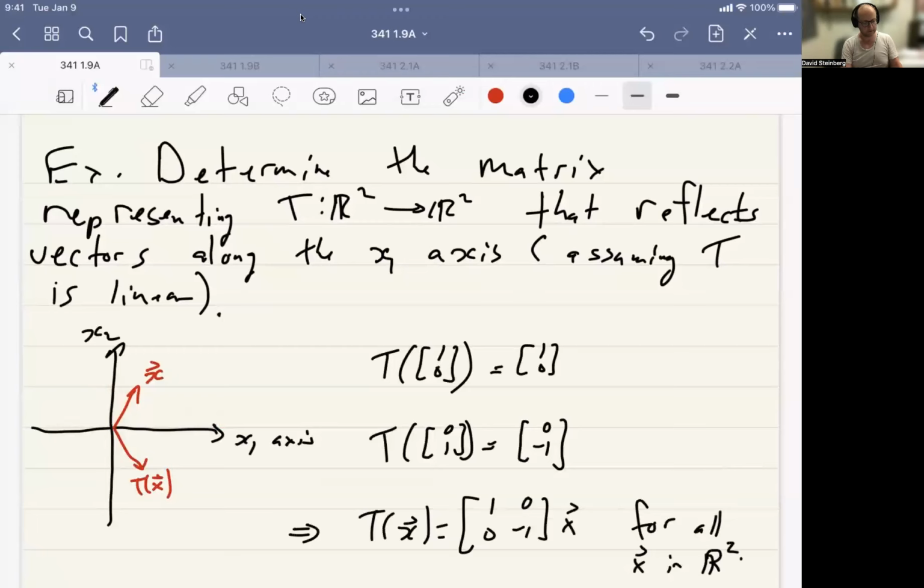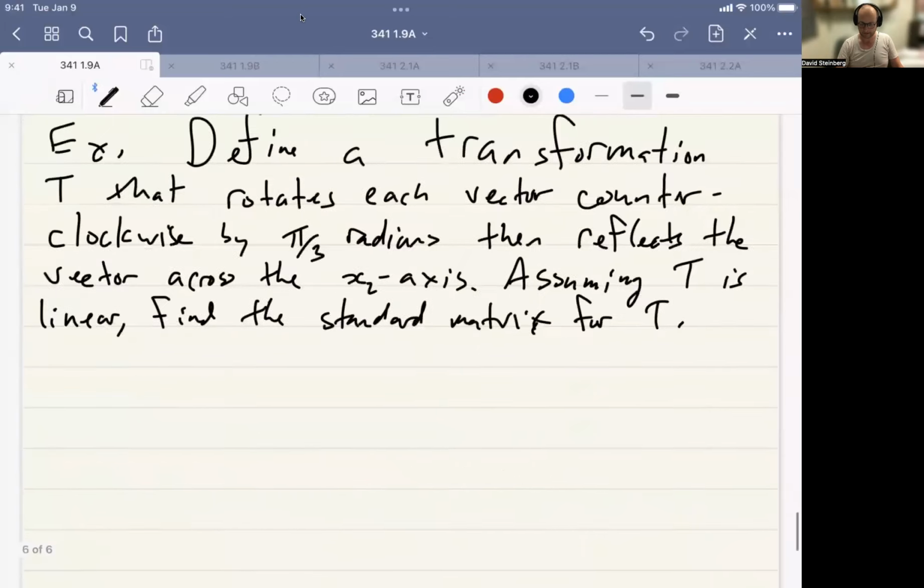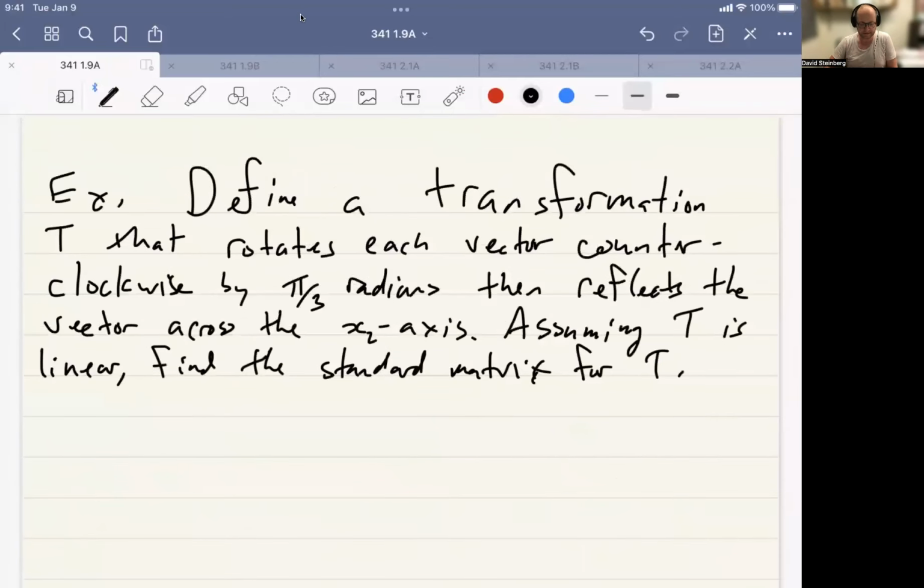Okay, should we do one more longish example? Yes, here it is. We want to define a transformation T from R2 to R2 that rotates each vector counterclockwise by pi/3 radians and then reflects across the X2 axis. So again, assuming this transformation is linear, let's find the standard matrix for T.